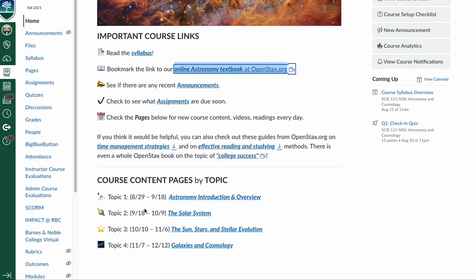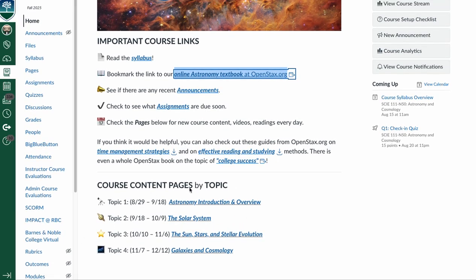This is the most important part of Canvas here, the course content pages by topic. There are 4 different pages. They're set up roughly by unit, according to the structure of the course. So topic 1 is from, this date is wrong, I could change this date, from today, if you're watching this on the first day of class, from the 18th to about September 5th.